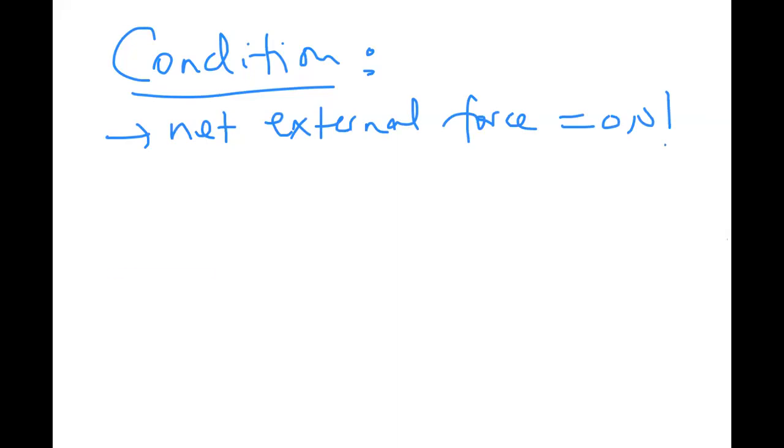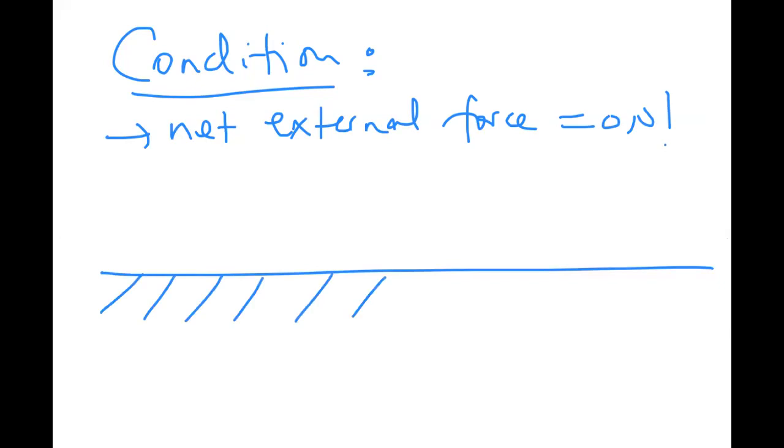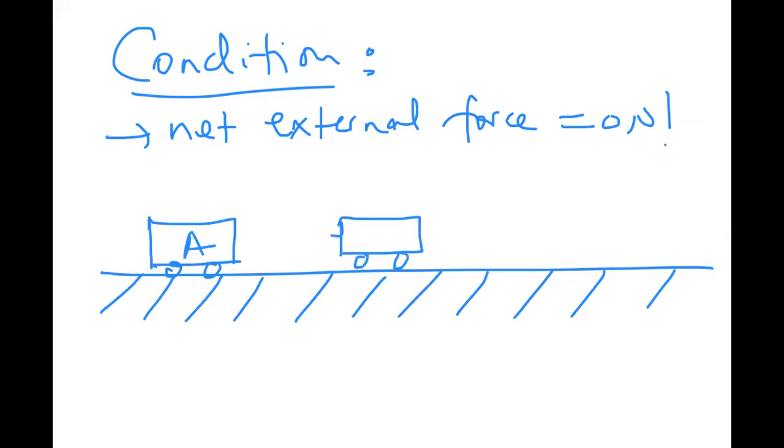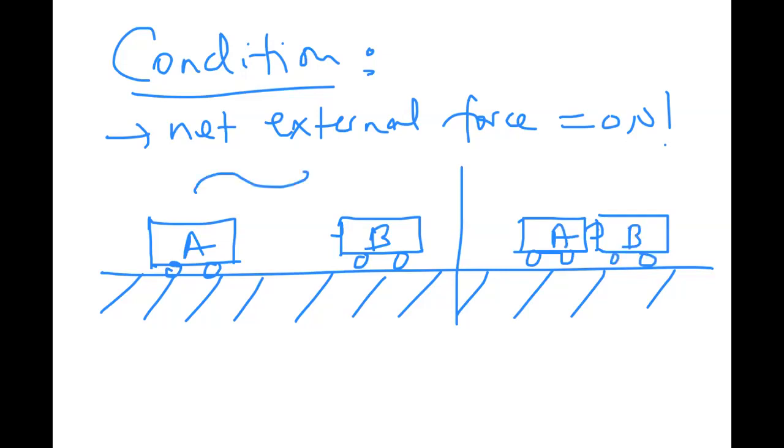If we are doing our experiments, for example, on a flat surface like this one, and we are talking about two objects colliding, we have one car A colliding with maybe car B. After collision, we see that they actually move together. Maybe they got coupled. So this is A, B, before collision, and this is after collision.